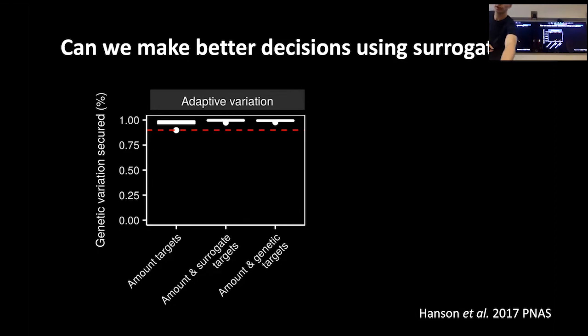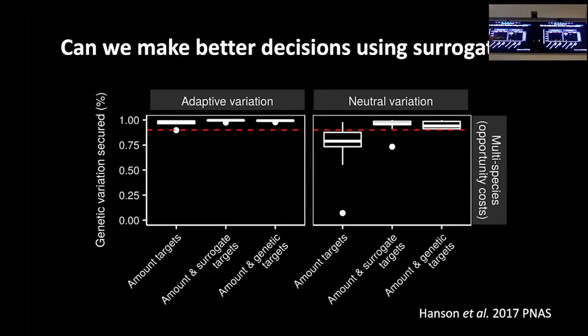We also looked at neutral genetic variation, and here we can see that if you just use the distribution information, you actually don't get above the red line for most species. So that's not ideal, and some species you do really poorly. If you use the surrogate variables, you can see that actually improves it for most species, and then of course our genetic variables. When you directly use the data you're interested in, then of course you're going to achieve your targets. So this is really exciting, and this is really encouraging.